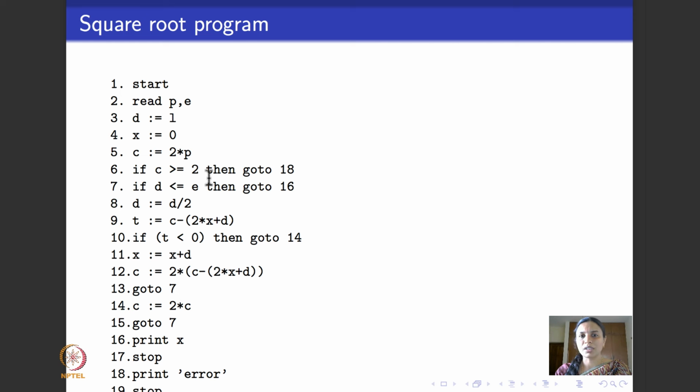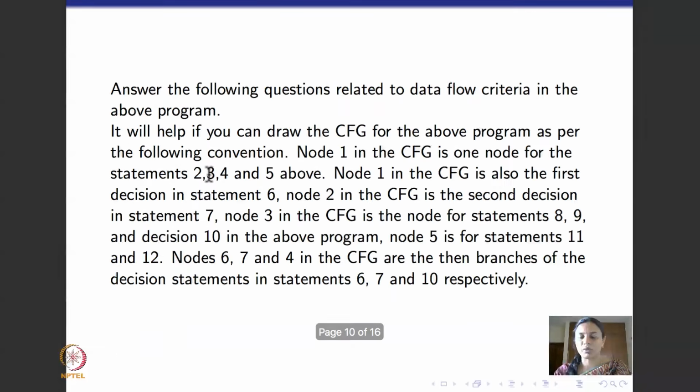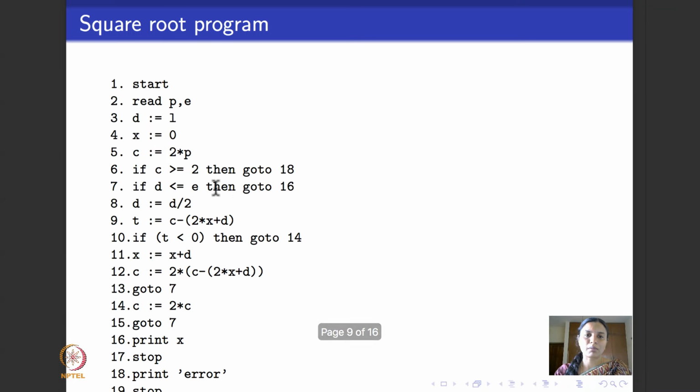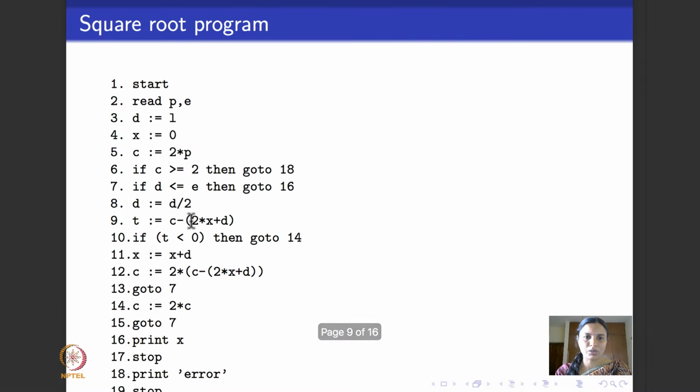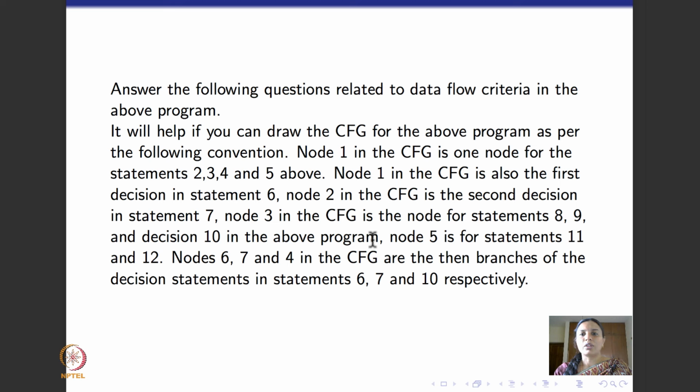Then there is a branching into node 2 and some other node. And in node 2, the second decision statement comes, which means this decision statement is false, right? Second decision statement comes, and then d by 2, t and so on. That is node 3, which is statements 8 and 9, node 3 in the CFG, and so on, right?